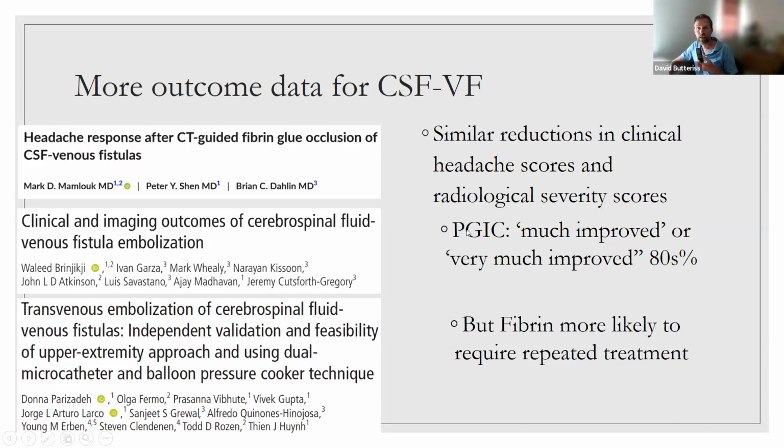So various radiological and neurological headache scores and clinical scores have been used to look at it. And fundamentally, they appear fairly similar. So one of them saying patients are much improved or very much improved for both methods of treatment of venous fistulae. They had symptomatically improved or very much improved in somewhere in the 80s%, so significant improvements there. The main difference between the two is that the fibrin glues tended to be more likely to require repeated treatment. So that's something that is pretty easy to do with a fibrin injection, not very easy to do with a transvenous embolization.